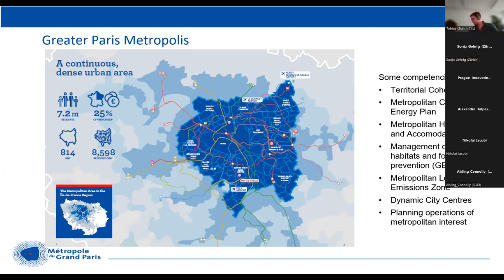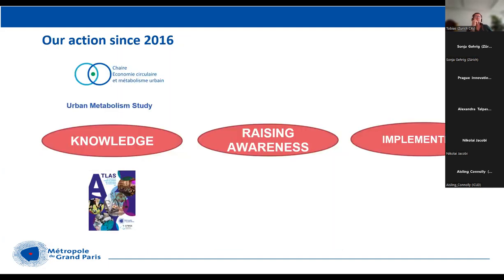I just spotted some of the competencies and the big schemes that the metropole is building. So climate plan, territorial cohesion plan, etc. More specifically, regarding circular economy, we've been addressing this topic since our creation through three main pillars. On the knowledge issue, we have built a chair for circular economy and urban metabolism with the university Gustave Eiffel, that is a big university in the east of Paris, and that is building indicators, metrics, tools for the metropole and all these partners on the territory, public, private, also doing training.